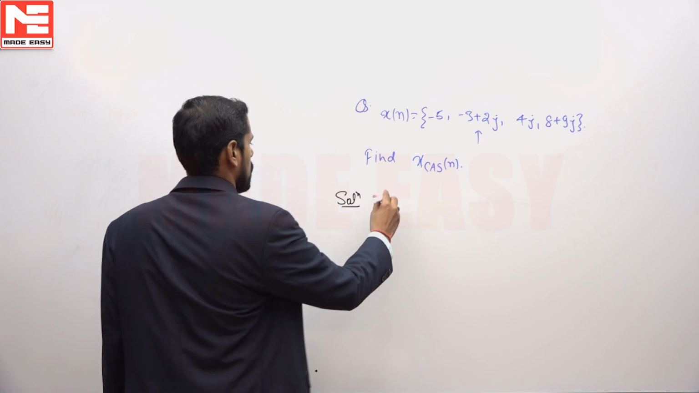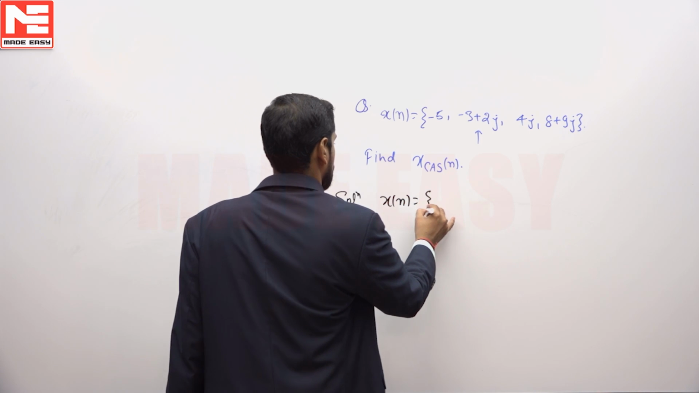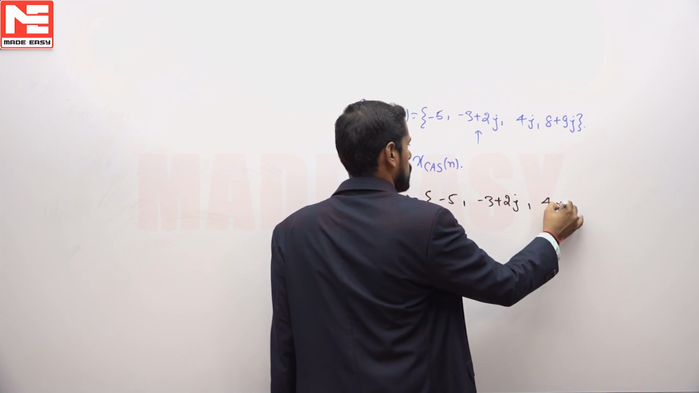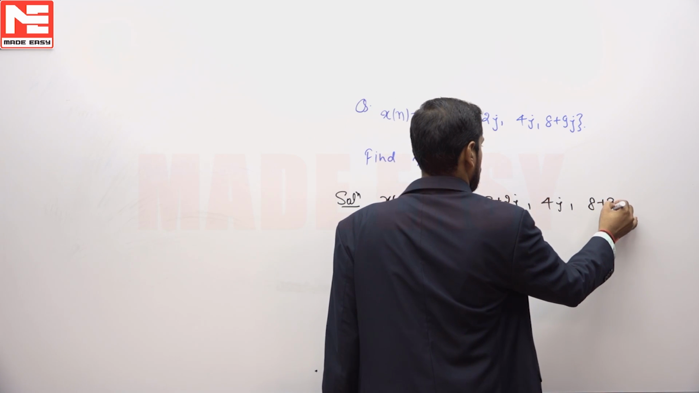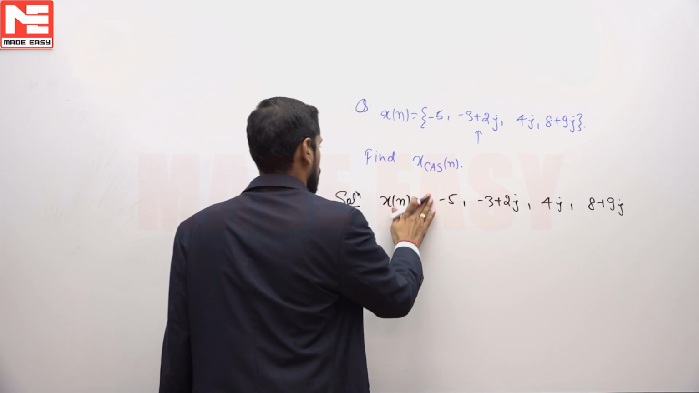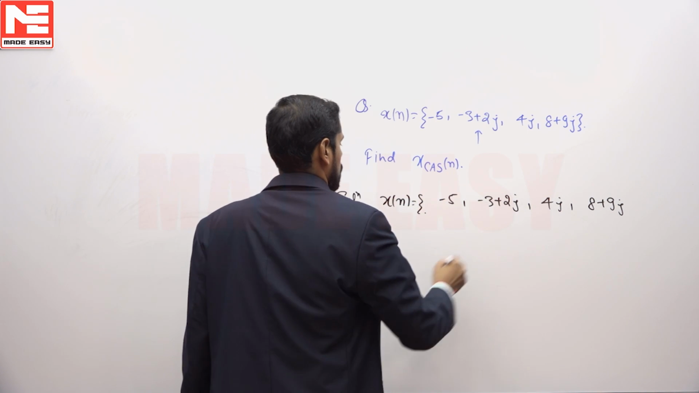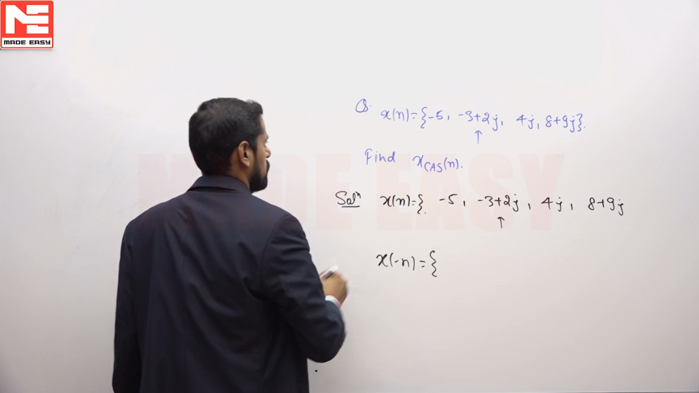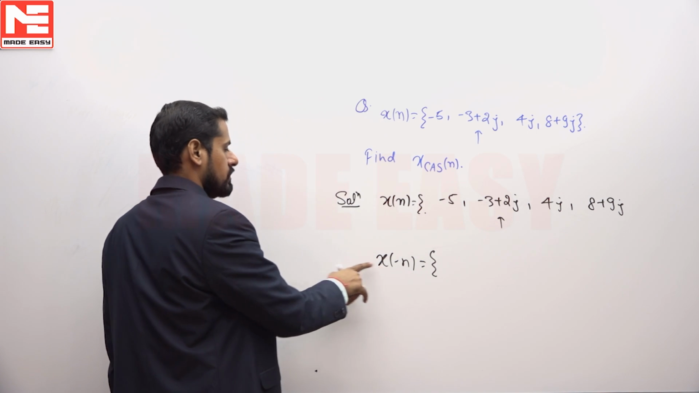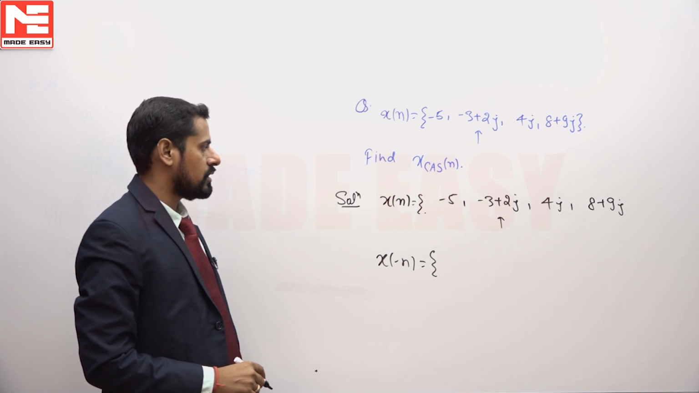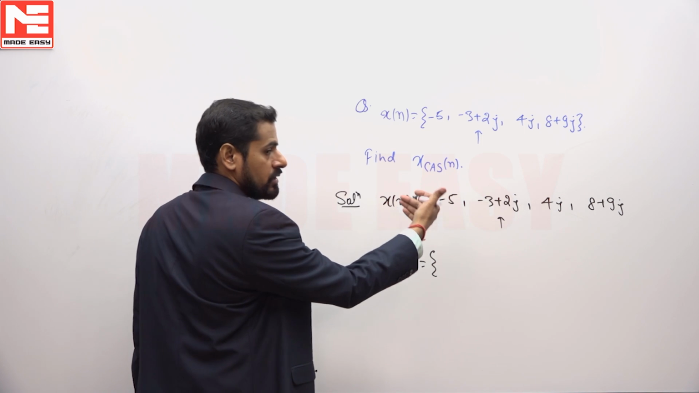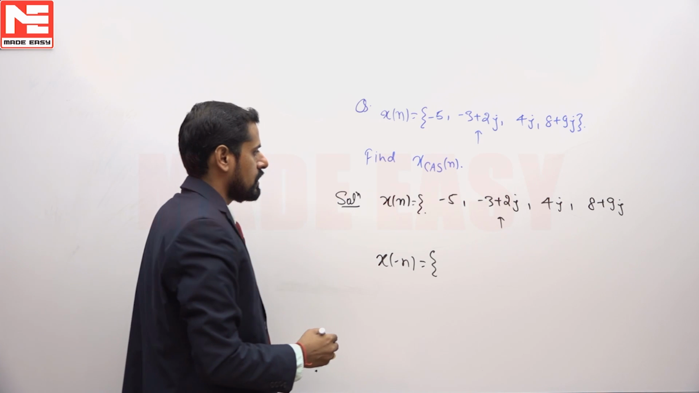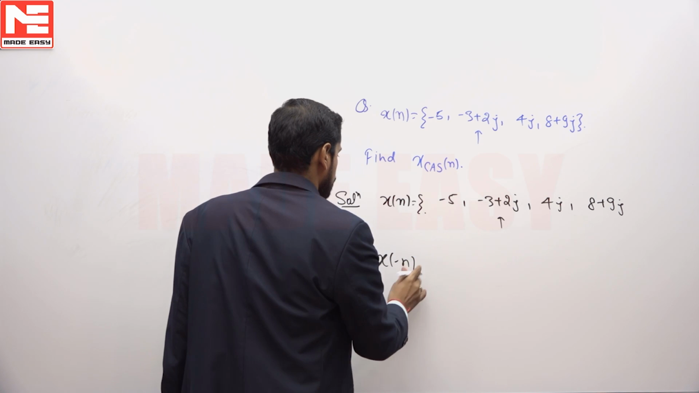The sequence samples of signal x[n] are -5, -3 plus 2j, 4j, and the last sample is 8 plus 9j. First of all we will find the sequence x[-n]. x[-n] is a case of time reversal or time folding. So we will fold this signal about the arrow. We have to write the same sequence but in the opposite order.